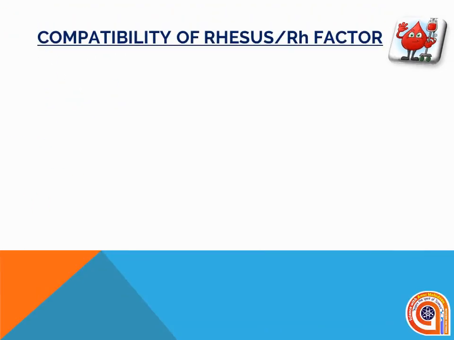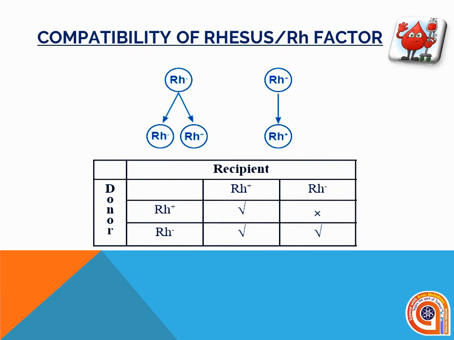The next factor is the compatibility of rhesus factor or RH factor. RH factor is also present or absent in blood. If RH factor is present in blood, that is said to be RH positive, and if RH factor is absent, that is said to be RH negative. So how does this RH factor become compatible between the donor and the recipient? That is, RH minus could be donated for both RH plus and RH minus, whereas RH plus could be donated only for RH plus. Let me take an example.